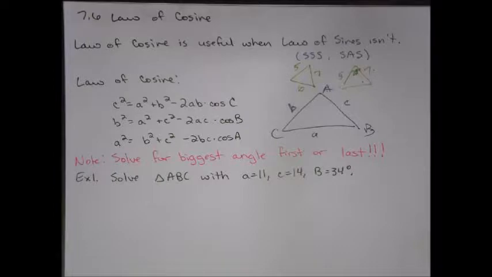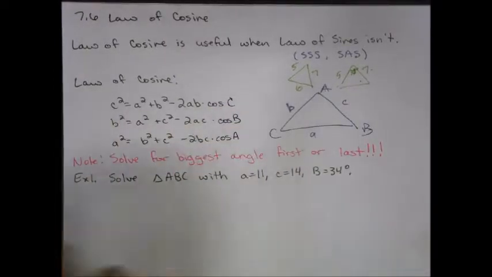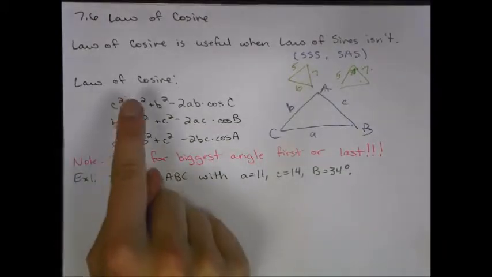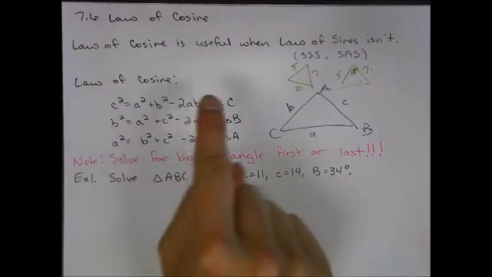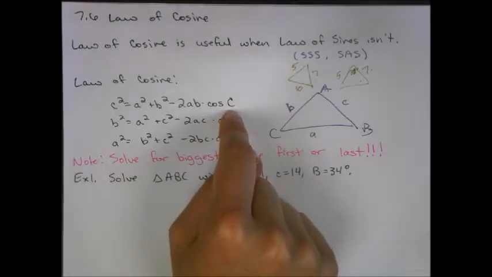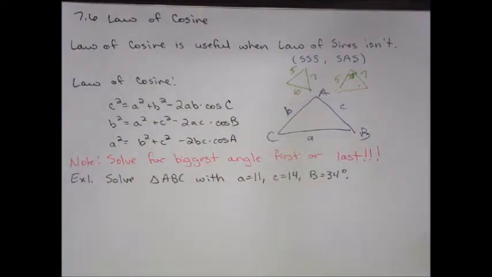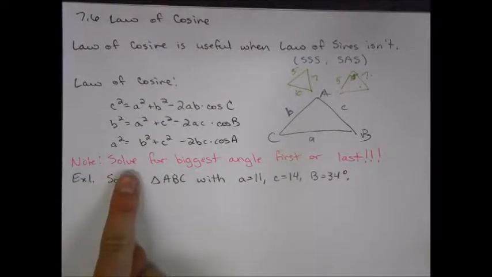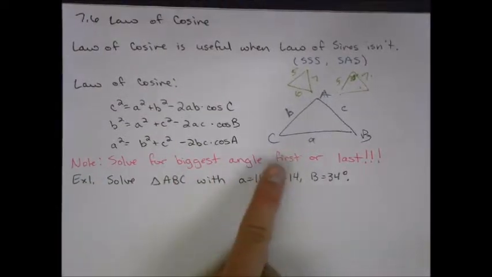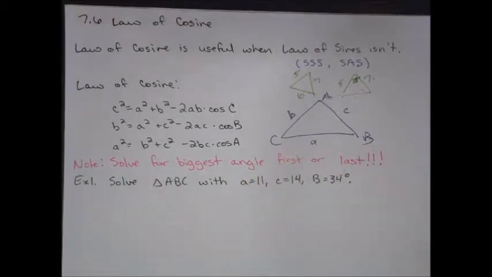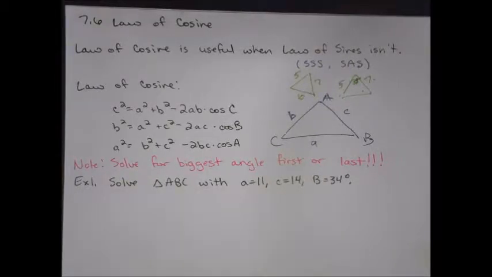Yes, you do have to memorize this. But really, you just need to memorize one of them and kind of know the pattern. Whatever side is on this side of the equal sign, that's the angle. And then the other two sides are in the other places. Okay, so we have a big note for law of cosine. For law of cosine, we're going to solve for the biggest angle first or last. So we have to make that decision. Do we solve for the biggest angle first or last?